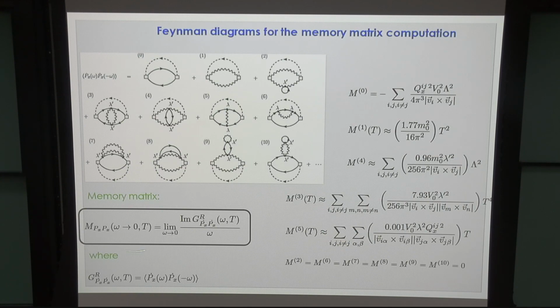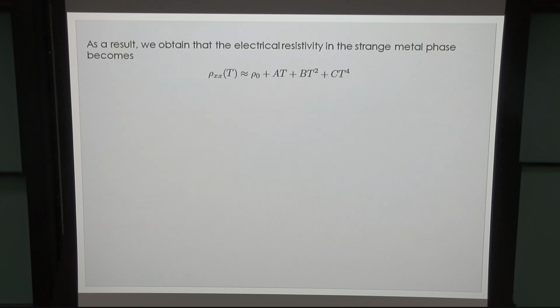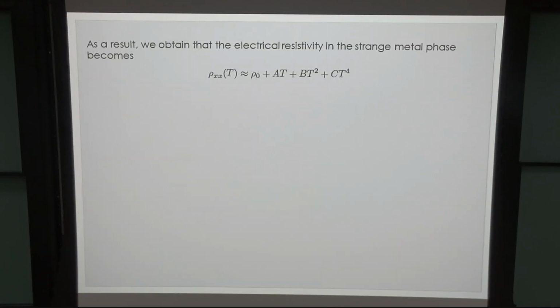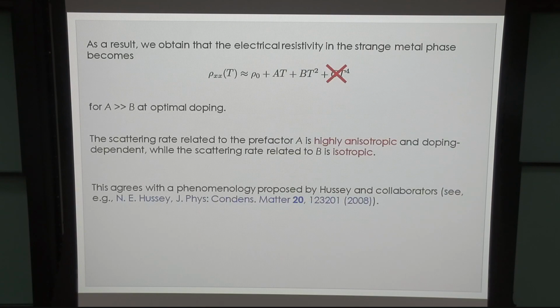So, okay, we calculate the memory matrix, and as a result, we get this result. The resistivity is given by rho naught, which is the residual resistivity, plus a linear term, which comes from the inter-hotspot scattering. Then there is the T squared term, which, as I showed before, is given by this term, which I include in the model. And also we get this T to the fourth term. This is, of course, subleading, so we are going to neglect it.